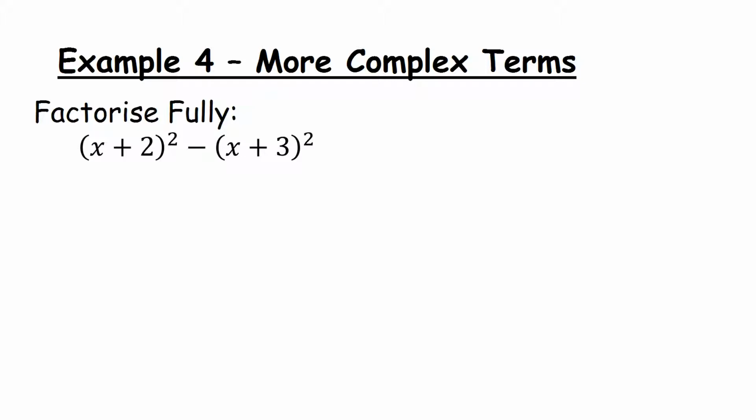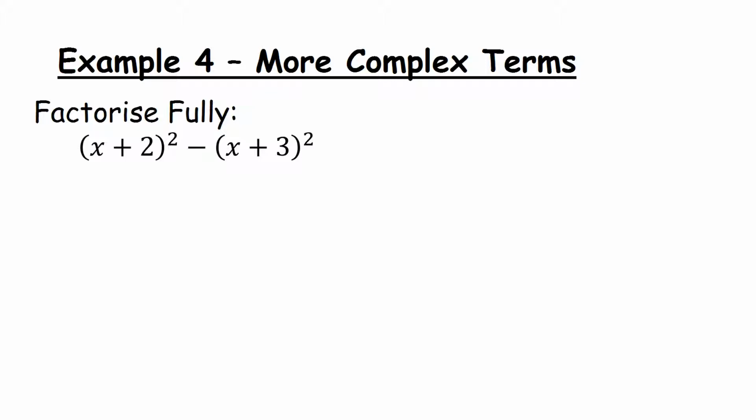Okay. So this is the last example that we're going to do with factorization. And this is where we have more complex terms. And what I mean by that is where it's not just one term minus another term for the difference of two squares. In this example here, I have one bracket squared, so it must be a squared number, minus another bracket squared. So what we actually have here is a difference of two squares, and we need to factorize it as such.